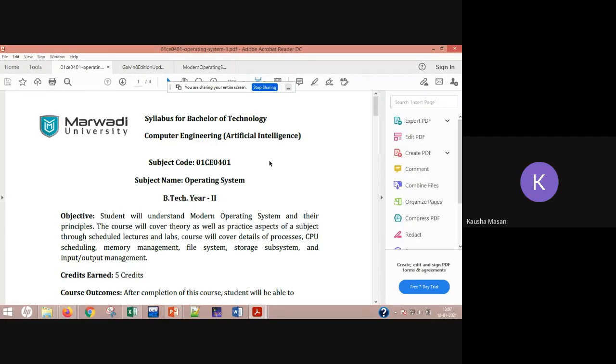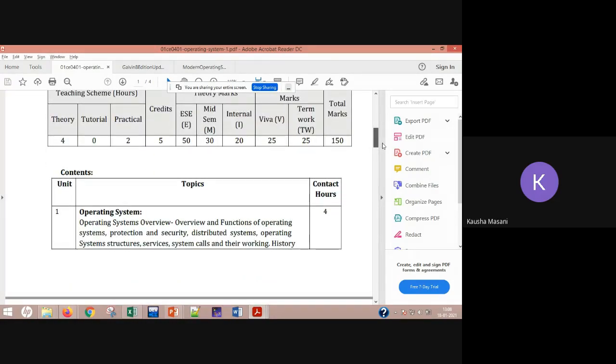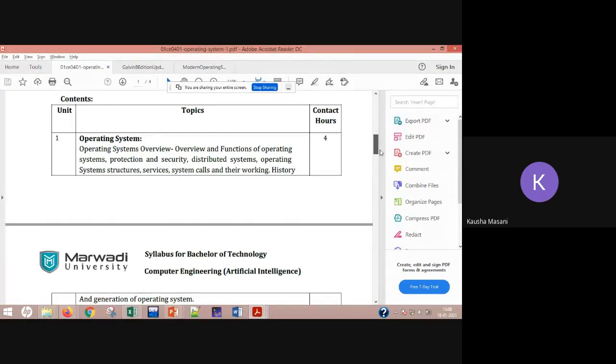Fine. See, the subject code is 01CE0401. The name is Operating System. It is a 5 credit subject. So you'll be having 4 lectures in the week and one lab per batch. Now, I'm not going to explain the scheme and all. That will be explained again, as I said in the orientation. I'll just go through the contents.